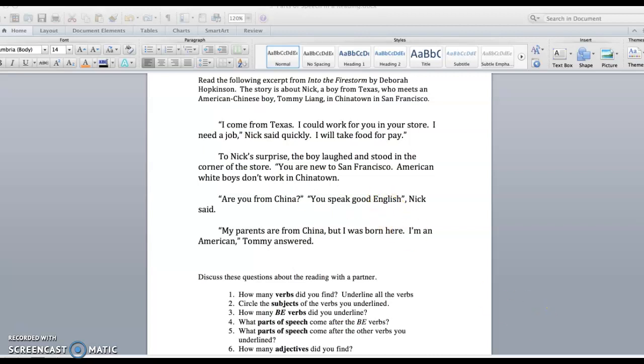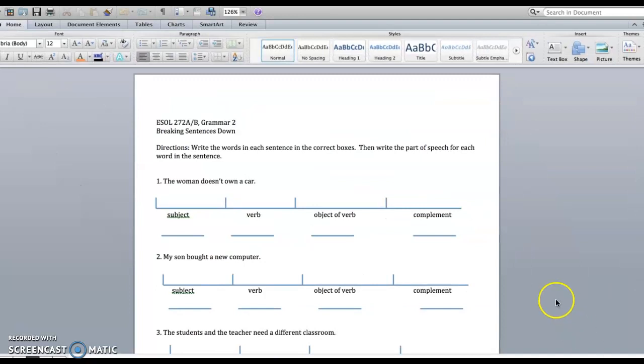The second handout that I want you to look at, this is already posted on Canvas, is I want you to look at breaking sentences down. So you have some sentences here, 6 sentences. For example, the woman doesn't own a car. What you're going to do is you're going to look at the sentence, subject, verb, object, and complement. And then you're going to put the parts of speech down here for each word. For example, the subject of this sentence is the woman, right?